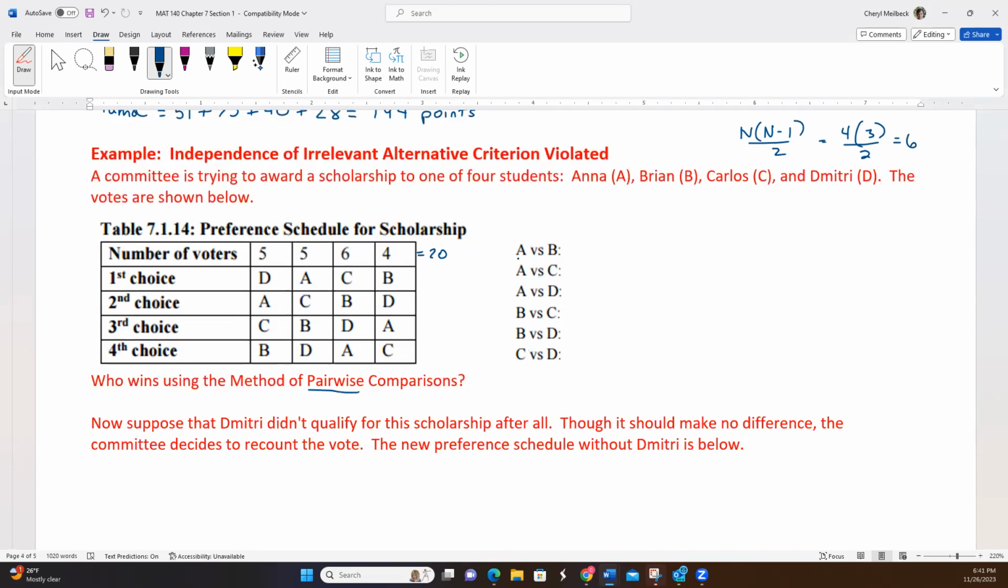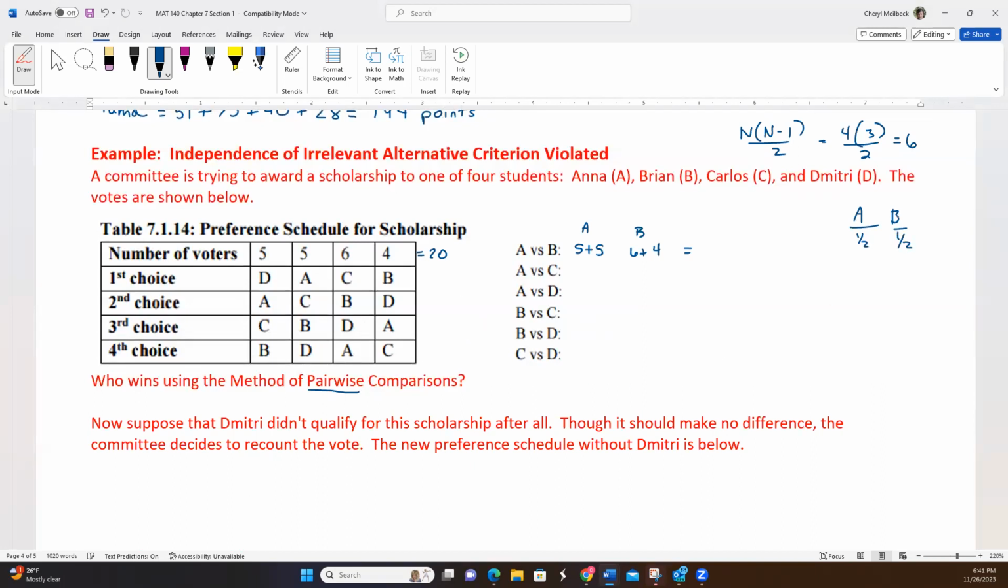Now, let's start with A versus B. We'll do this one together, then I want you to do the rest. We look at A versus B. In my first column, A is ahead of B, so A will get those 5 points. In my second column, A is ahead, and A will get those 5 points. In my third column, B is ahead, and in my fourth column, B is ahead. So B has 6 points plus 4 points, because those are the numbers at the top of the columns. Since they both got 10, they tied. So A and B tied, they both get a half a point.